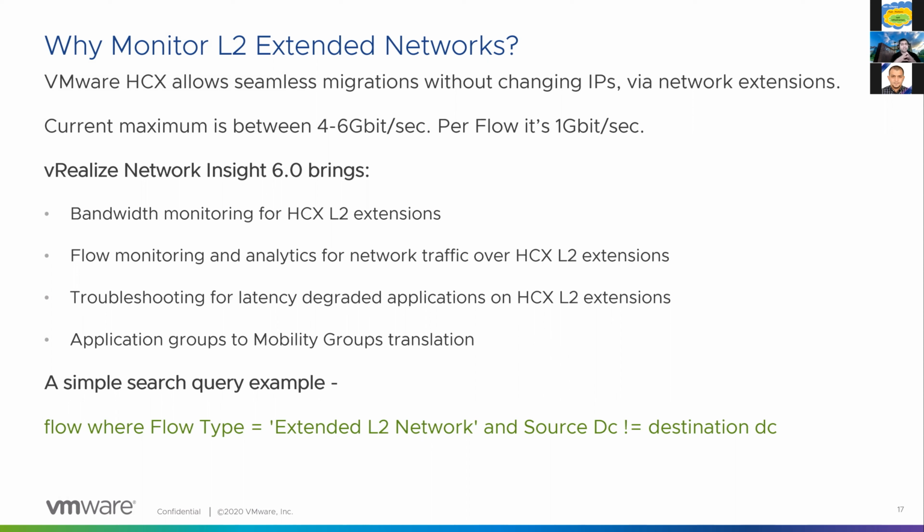So flow monitoring and analytics for network traffic over HCX L2 extensions. If we need to make a decision that, okay, we are crossing the threshold, so we need to scale the L2 extensions horizontally, how can we make that decision? It can be based on the metrics provided by Network Insight. And also, there are use cases where, let's say, network cutover, right?